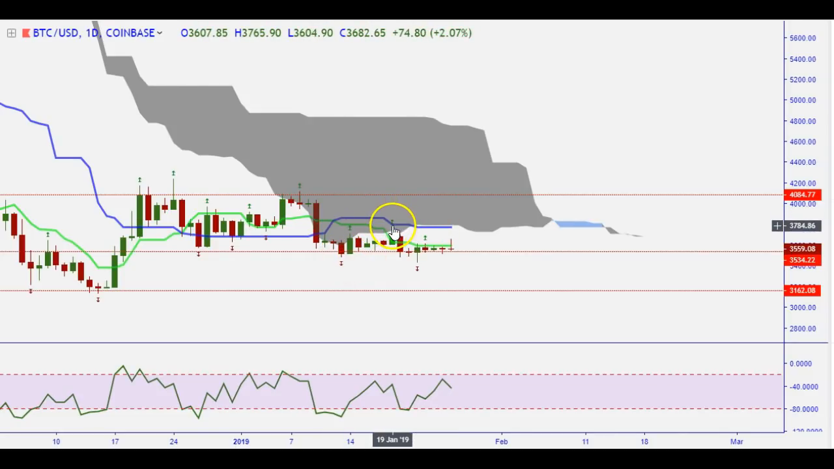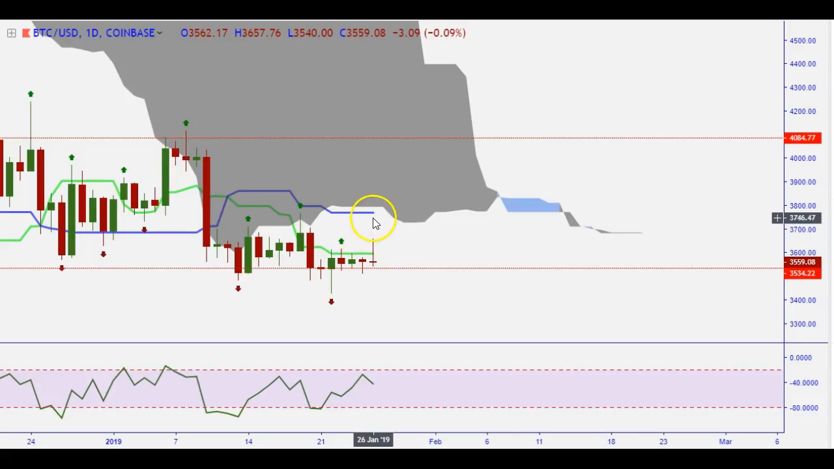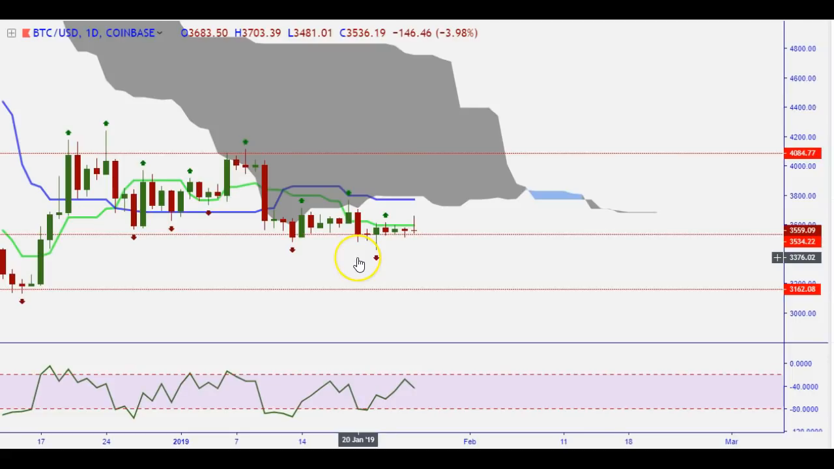Even though we're going to say it's resistance, we have no momentum based off of the daily, because you're flat on your Kijun-sen, you're flat on your Tenkan-sen. You never want to be flat on Tenkan-sen. That means the market has totally died out on you, so you don't really have anything happening there.